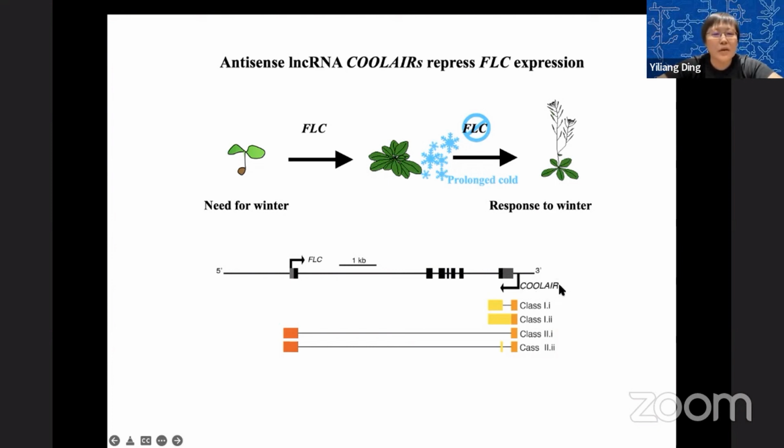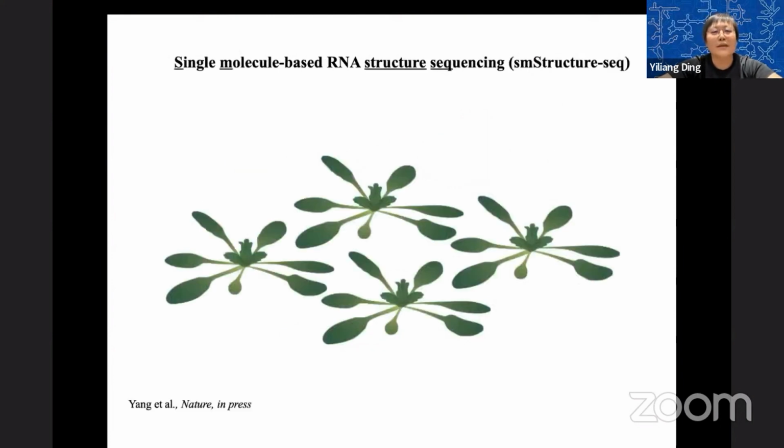Because COOLAIR is a long non-coding RNA, people suggested that RNA structure should help it function as a suppressor of FLC. However, COOLAIR has different isoforms. If using Illumina sequencing, we couldn't separate these isoforms. So we developed a new method which can not only separate the different isoforms of COOLAIR, but also capture the RNA structure information in living cells for every single molecule. We call this method single-molecule-based RNA structure sequencing.